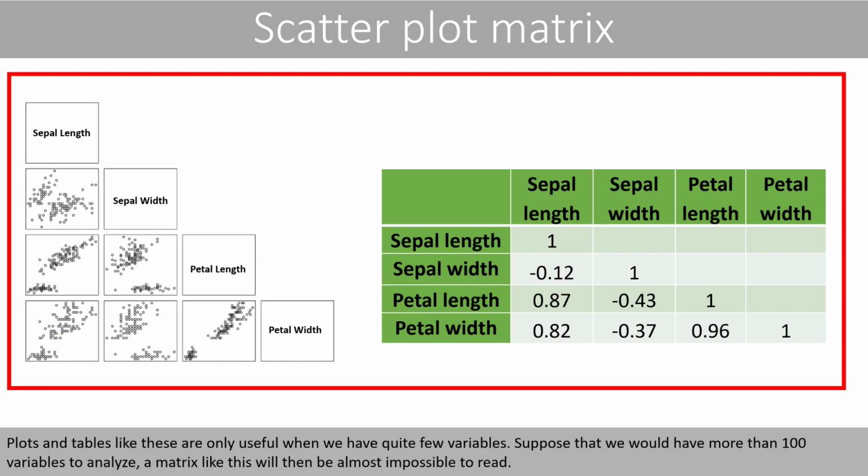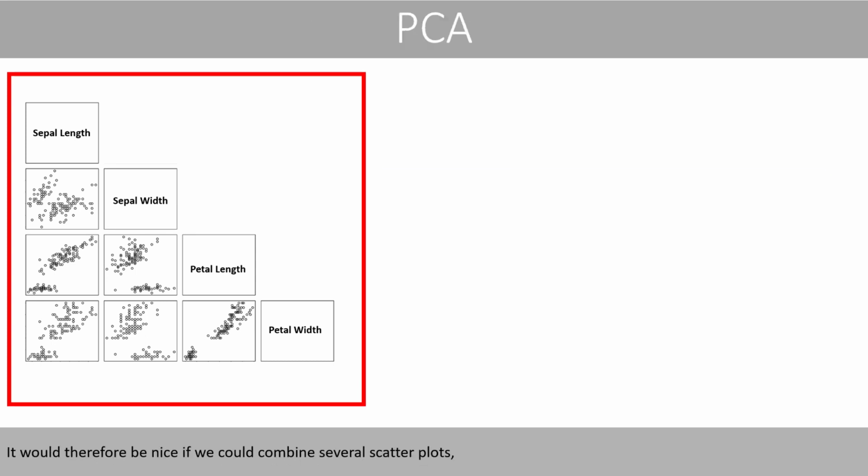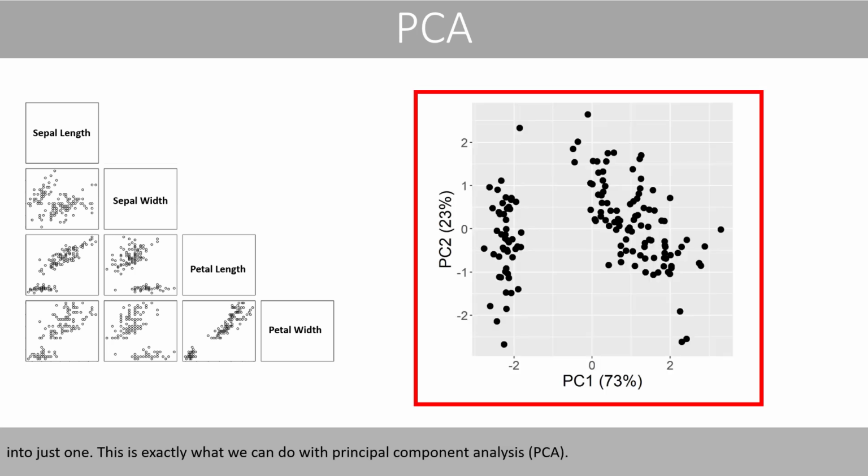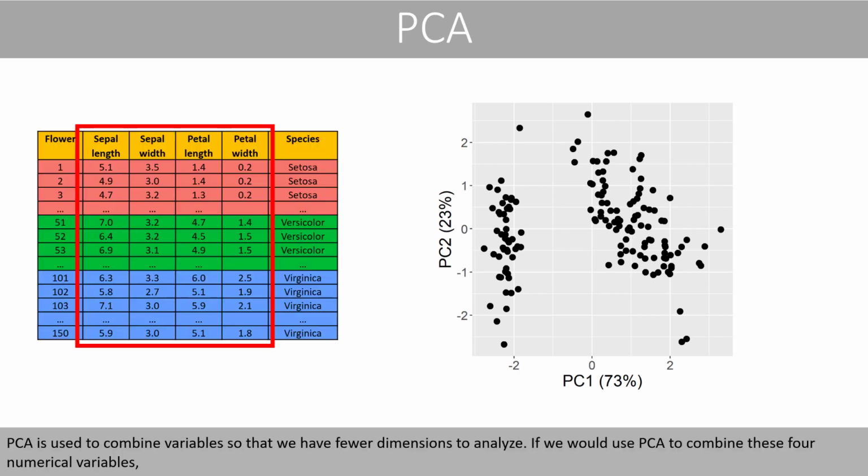Plots and tables like these are only useful when we have quite few variables. Suppose that we would have more than 100 variables to analyze. A matrix like this would then be almost impossible to read. It would therefore be nice if we could combine several scatter plots into just one. This is exactly what we can do with Principal Component Analysis, PCA. PCA is used to combine variables so that we have fewer dimensions to analyze.